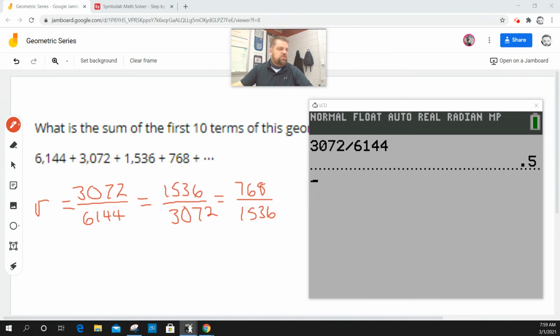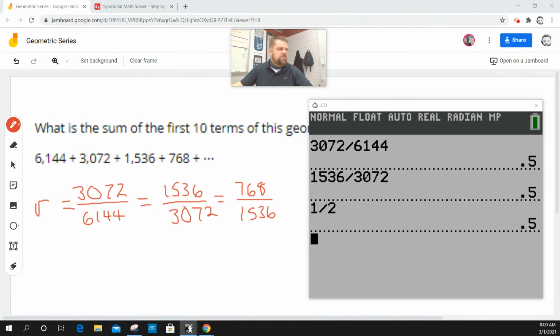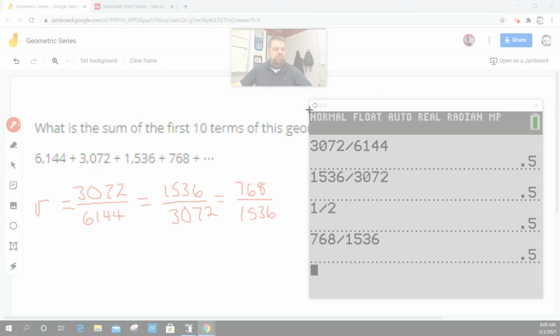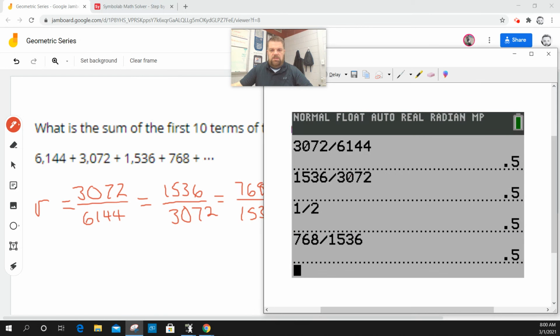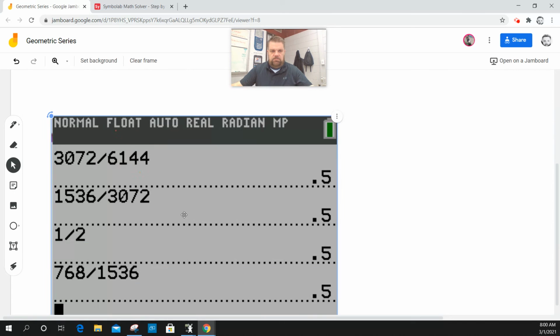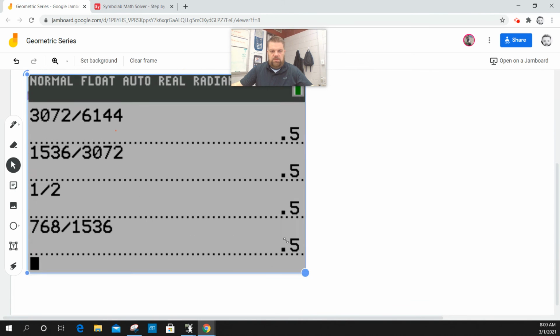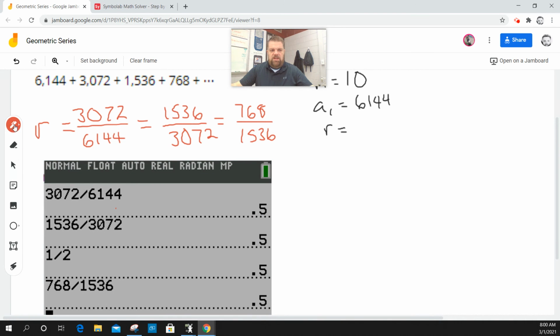Now I'm going to do the next one just to double check. So I'm going to say 1,536 divided by 3,072. It's 1/2. And just so you know, Mr. Adams knows it's 1/2, but 1 divided by 2 is 1/2 or 0.5. And then I'm going to take 768 and divide that by 1,536. Boom. And I'm just going to take a little snapshot of that because I want you to see what we're doing here. So we'll post this right in here. So we did all that work to see that my common ratio is 0.5.